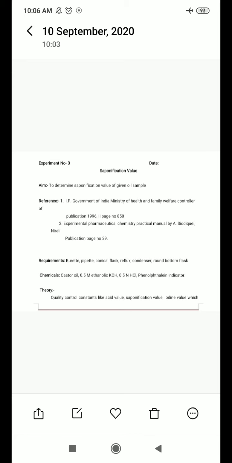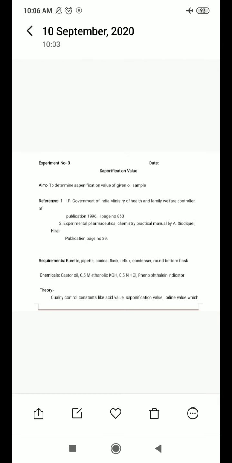We will see what new updates are in the recent edition of the Indian Pharmacopoeia. The second reference is the Experimental Pharmaceutical Chemistry Practical Manual by Estiki, Nirali publication, page number 39. This procedure is given on page number 39 of this practical book. You can also refer to Beckett and Stanley, a practical book for pharmaceutical organic chemistry, and one of the best reference books, Ogel's practicals book, for this procedure.